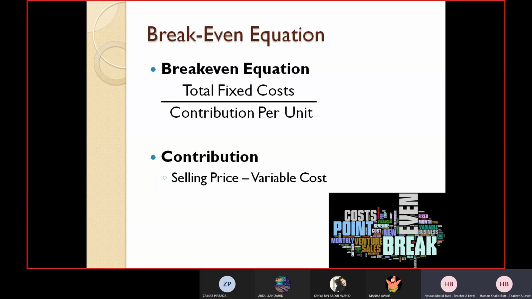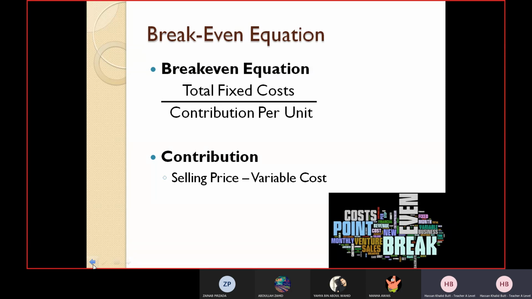And why do we call it contribution? Because fixed cost is still to be covered, so it shows how much contribution there is from the selling price to cover the fixed cost. Okay, so Sir, if I'm not wrong, contribution and gross profit are the same thing.